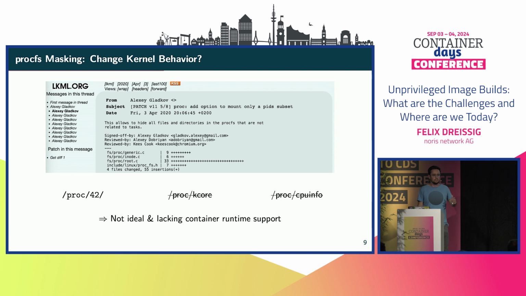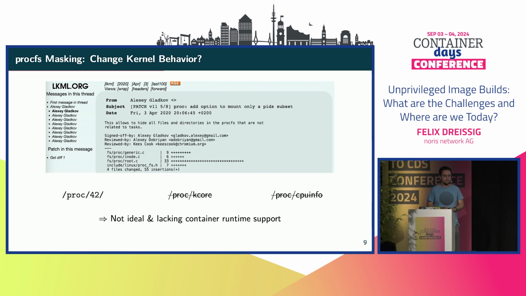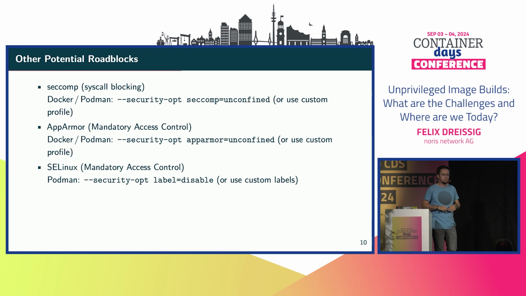Okay, so I stopped somewhere at the challenges. Do we have other challenges? Well, not inherently, but there are some other things you might have to consider depending on your runtime, which is syscall blocking through seccomp. You can also just disable this, and then mandatory access control with either AppArmor, or for Podman it can also be SELinux.